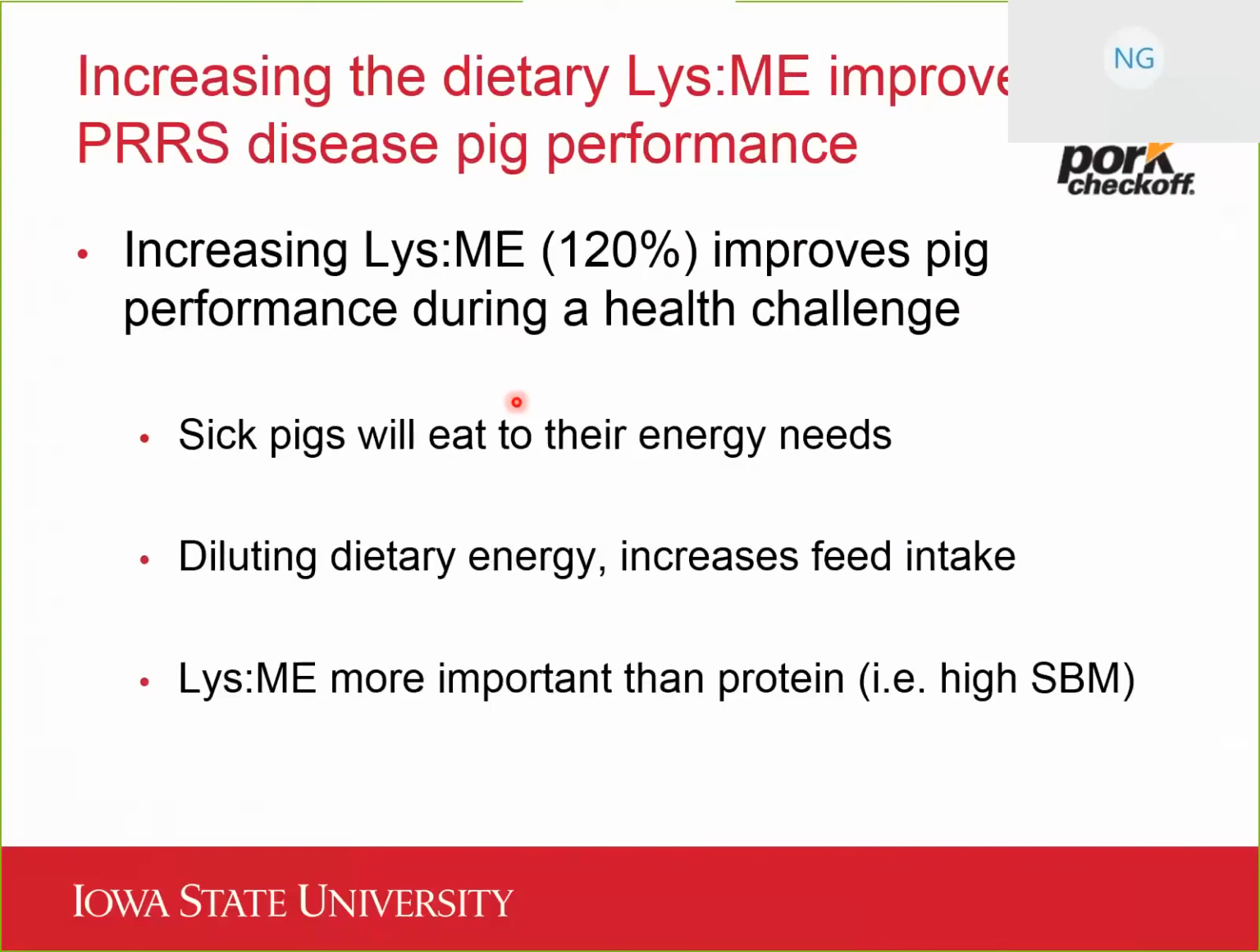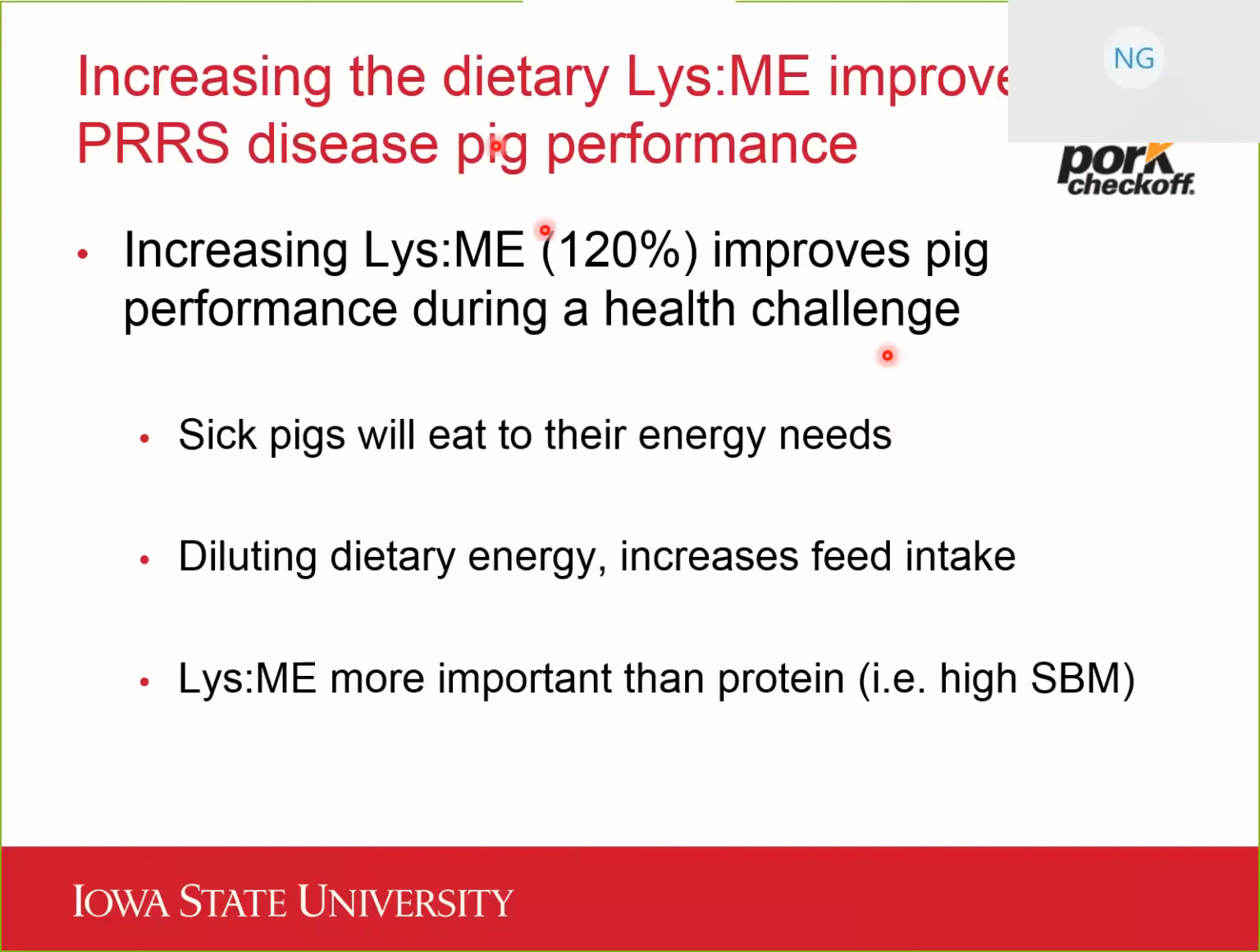And we see this with PRRS and with a PCV PRRS challenge now. We've validated that. Diluting energy will increase feed intake to achieve that same goal. And really, what we don't know is whether it is more important to supply the protein, the essential amino acids, or synthetic amino acids. Which one's better? We're doing a current study to see whether it's beneficial.